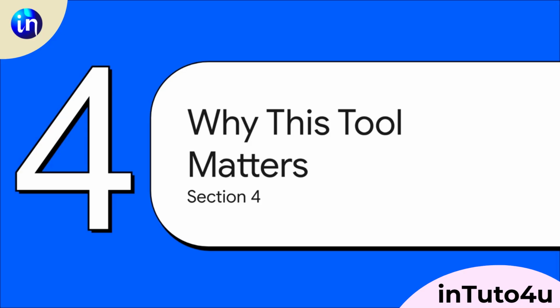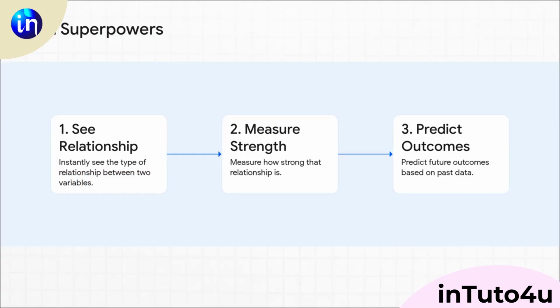So what's the big takeaway here? Why should you care about drawing a line through a bunch of dots? Well, it's all about what this simple tool actually lets you do. This thing basically gives you 3 data superpowers. First, you can instantly see if there's a relationship at all. But even better, you can measure how strong it is. Are the dots all packed tightly around that line? That means it's a strong, pretty reliable relationship.